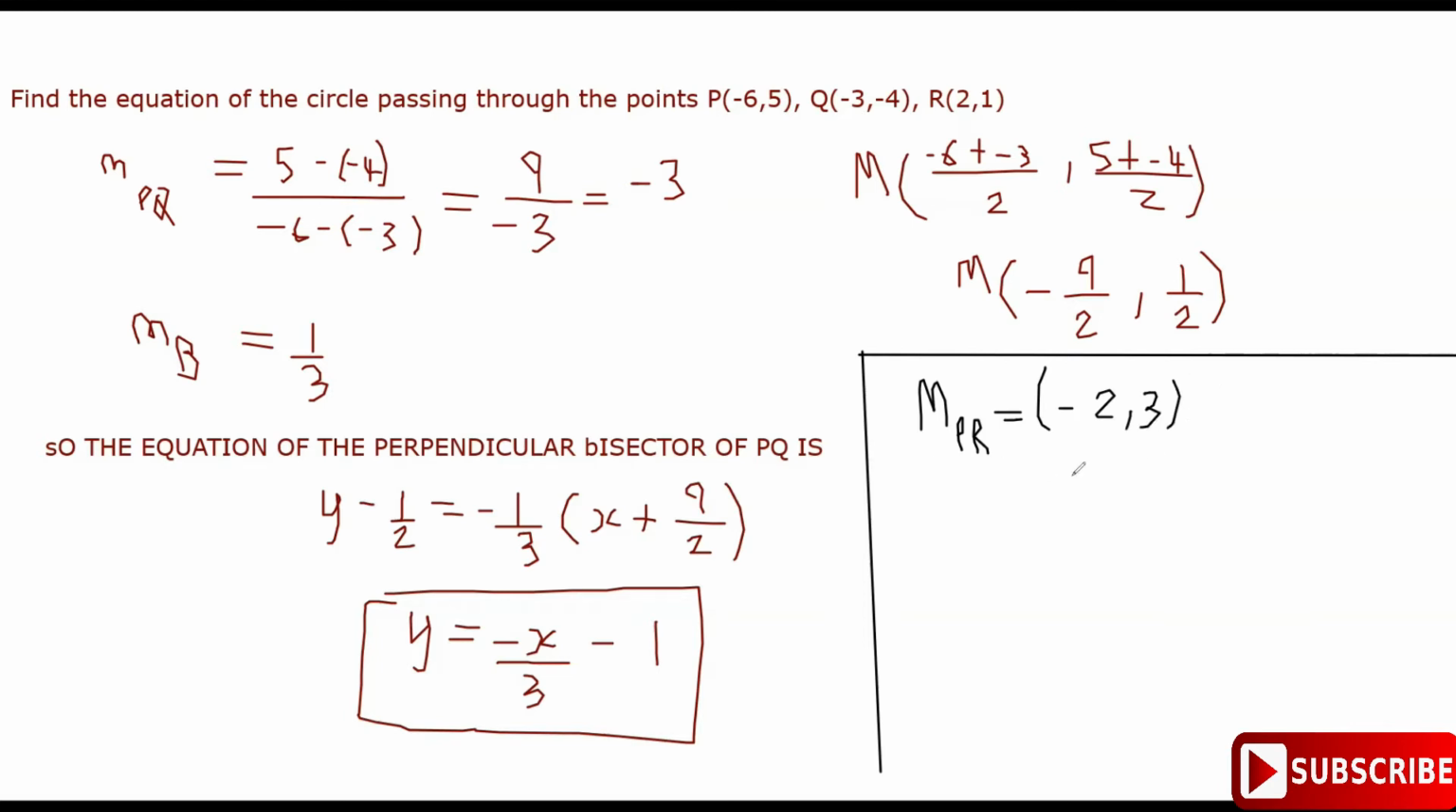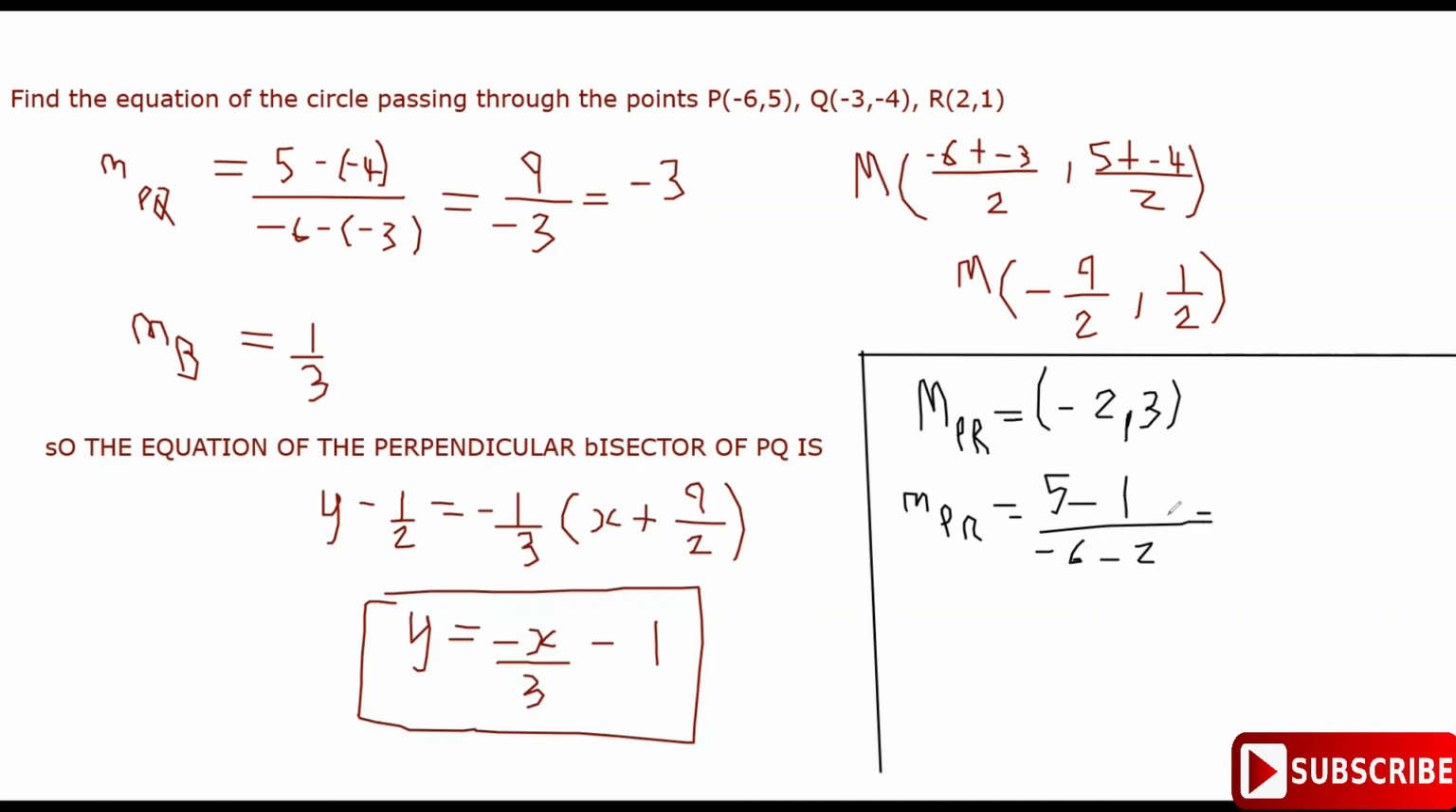Now that we get the midpoint of PR, what else do we need? So we have the midpoint of PR. Now we need the gradient of PR. The gradient of PR is going to be equal to y2 minus y1 over x2 minus x1, so 5 minus 1 over minus 6 minus 2.